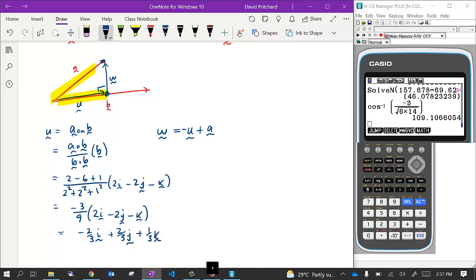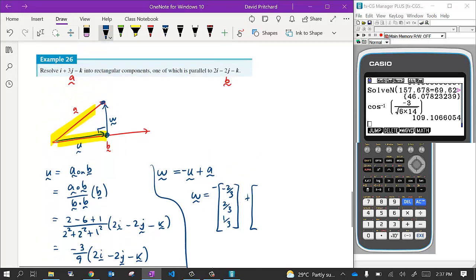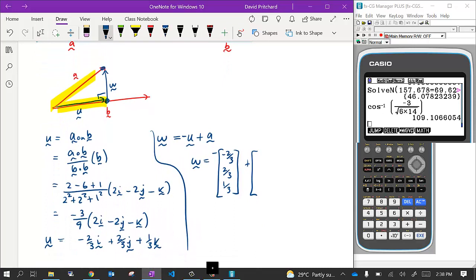I'm going to expand that out. In this case, it's probably better to expand it out. Now for W, we've got negative u, so negative 2/3, positive 2/3, and positive 1/3. And we're adding on A, and A is 1, 3, negative 1.